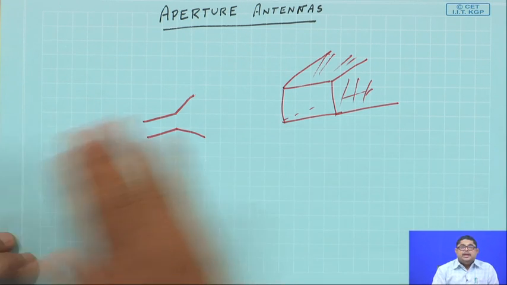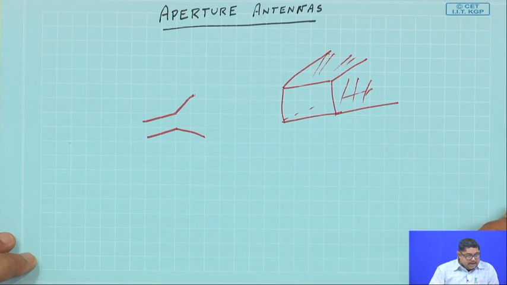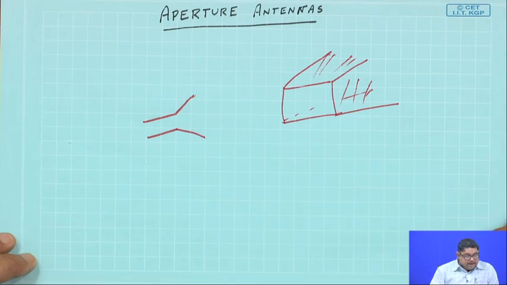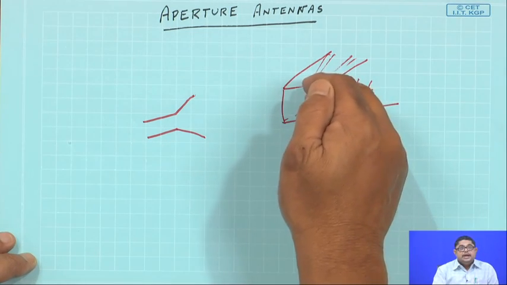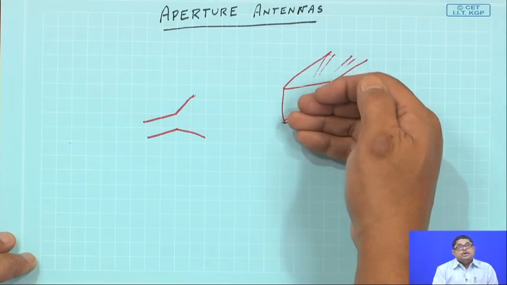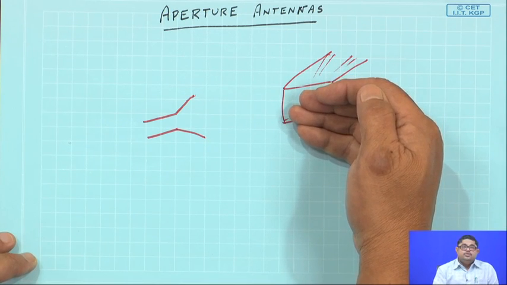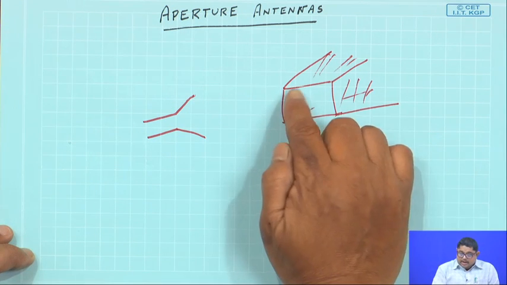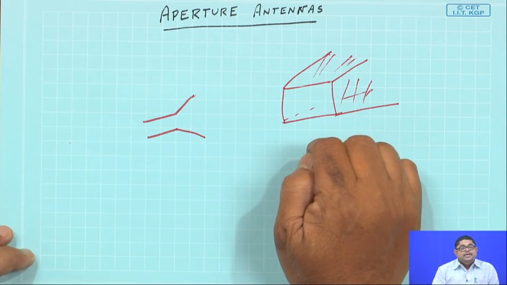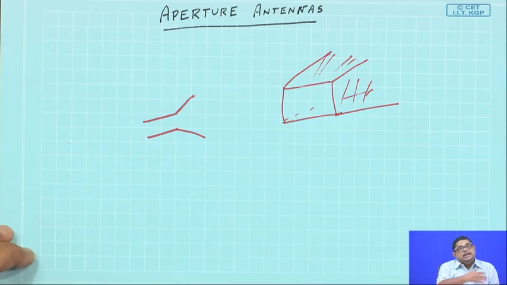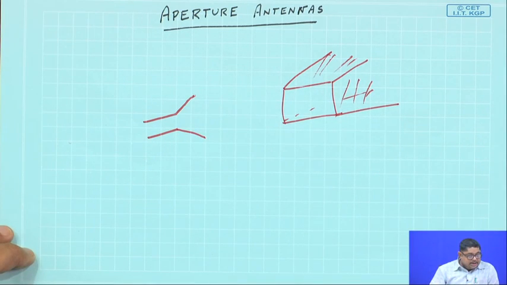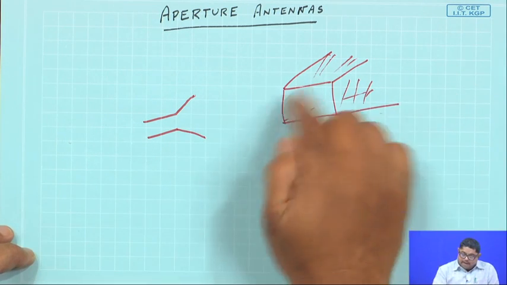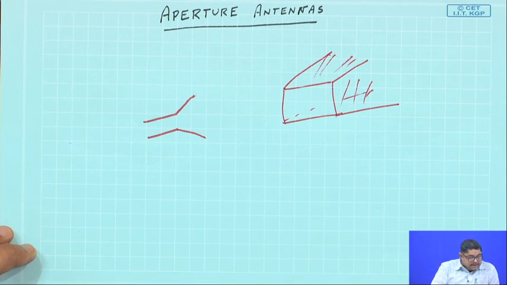So, all these planar antennas or aperture antennas are analyzed in terms of the field that is there on the aperture. If I know somehow this field, how to know that, we will see. There are various ways, but if we can guess what the field on the aperture is, then we can find the field everywhere. So, it is an aperture field based analysis technique.